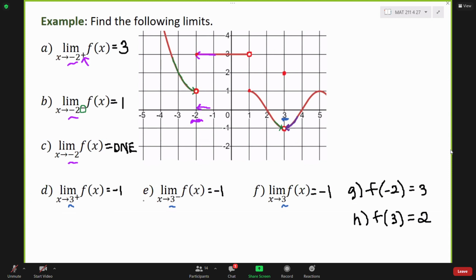Any other questions or clarifications about these limits on graphs?